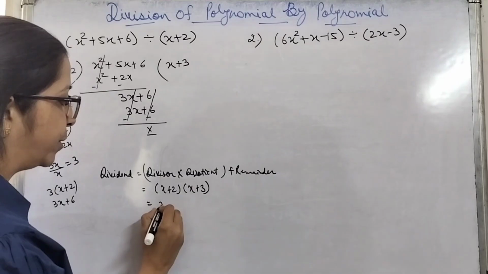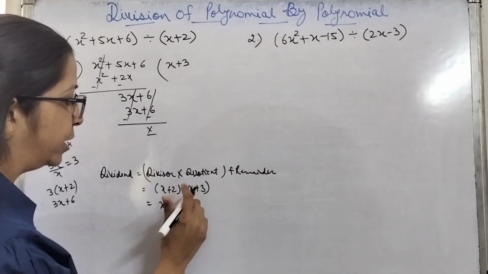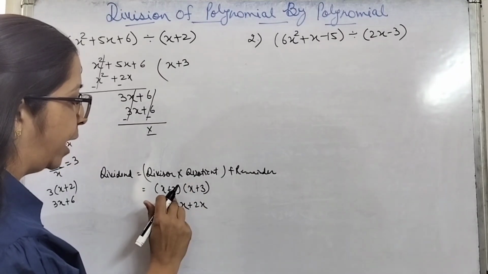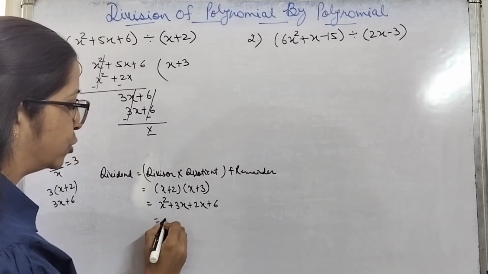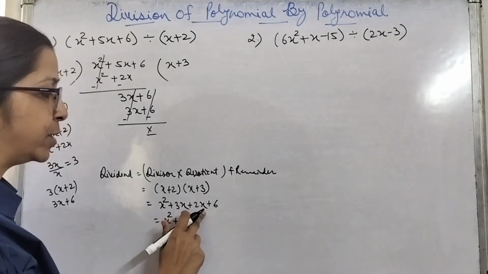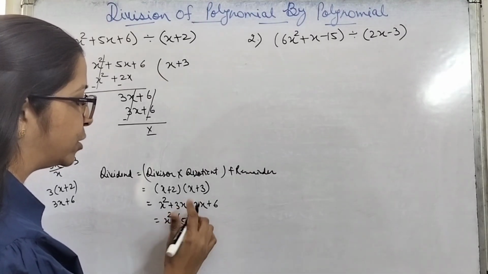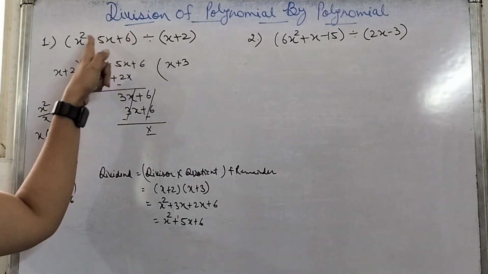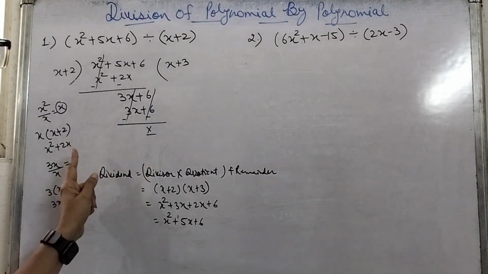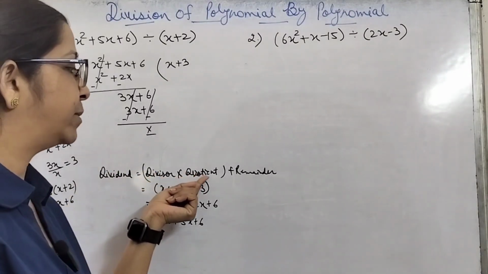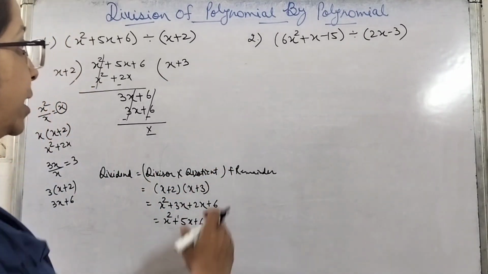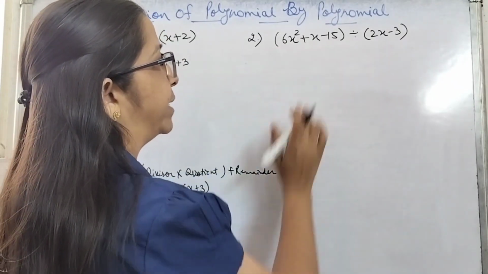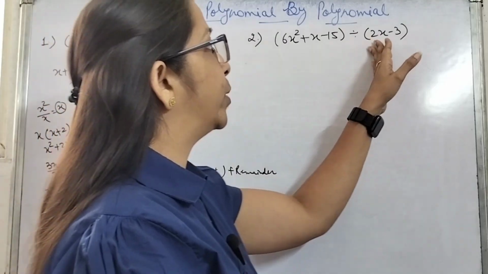X multiplied by x is x square. X multiplied by 3 is 3x. 2 multiplied by x is 2x and 2 multiplied by 3 is 6. So it will be x square plus 3x plus 2x, which is 5x, plus 6. So this is your dividend. This is equivalent to the dividend. So we can say that dividend is equivalent to divisor multiplied by quotient plus remainder. Let's see another example. Here the dividend is 6x square plus x minus 15 and the divisor is 2x minus 3.